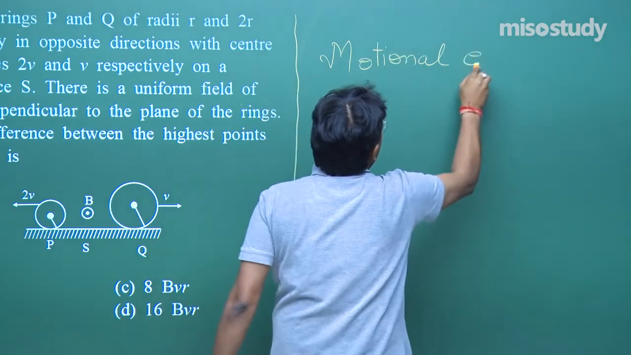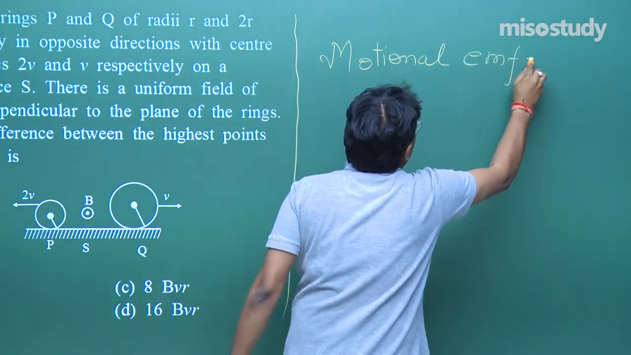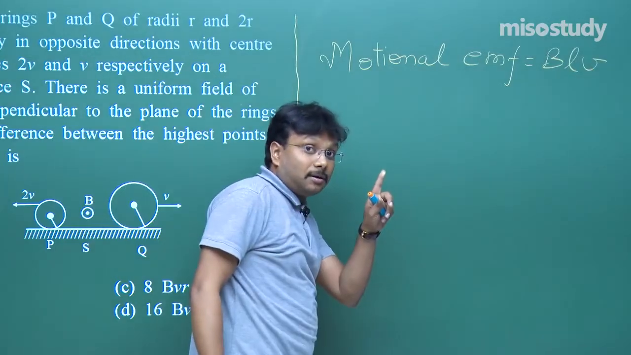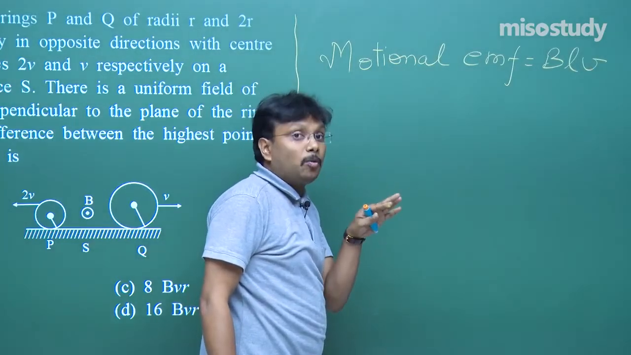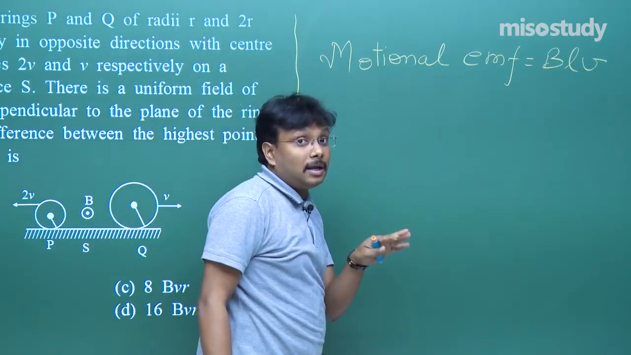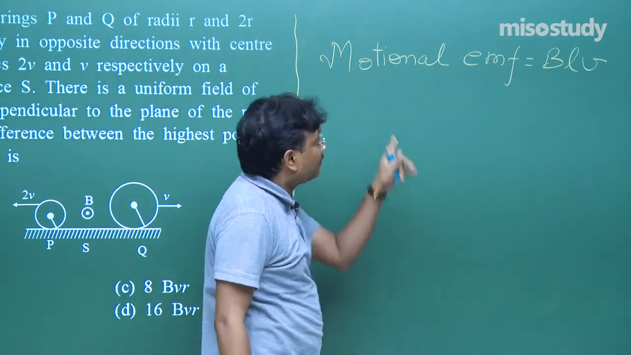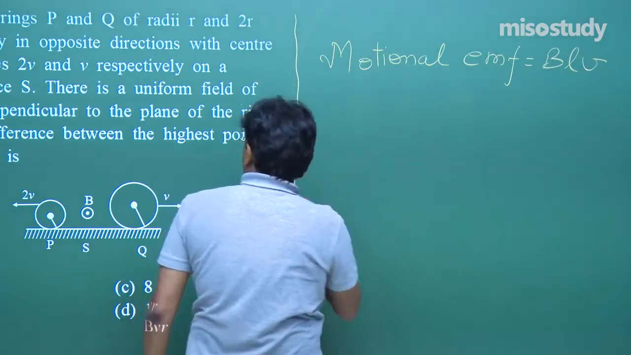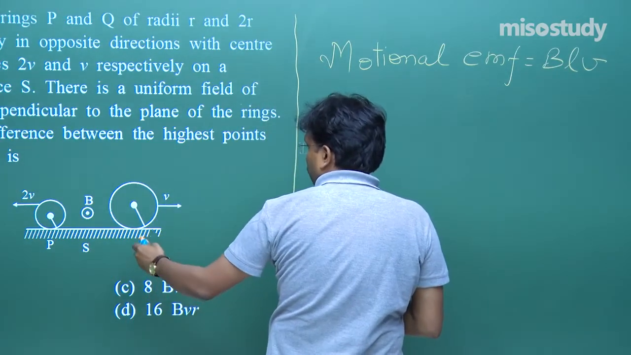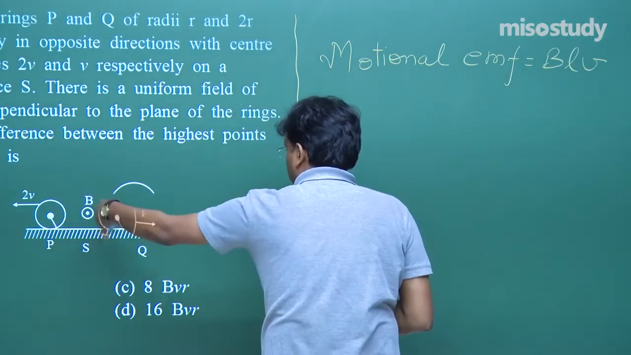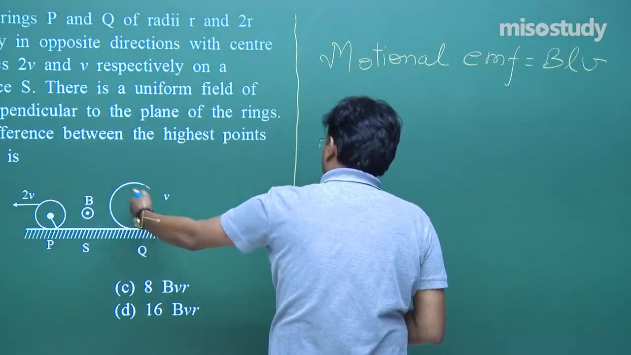Motional EMF is BLV. This is the basic result. We discussed it for the aeroplane, we discussed it for a tanker carrying petrol or diesel, a chain hanging, something like that. So motional EMF is BLV. Now one is this smaller circular conducting wire, another is the bigger one.